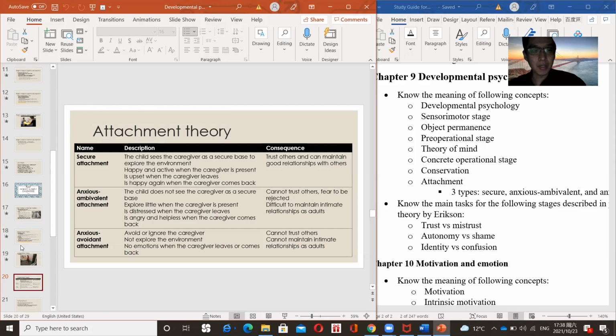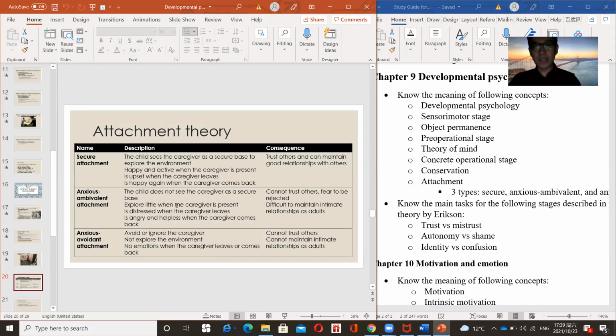You can see the table here. There are secure attachments, anxious ambivalent attachments, and anxious avoidant attachments. In secure attachments, the child can perceive the caregiver as the source of security, a security base. The security comes from the caregiver. The child sees the caregiver as a secure base. As a result, the child feels free to explore the environment, to play in the environment.